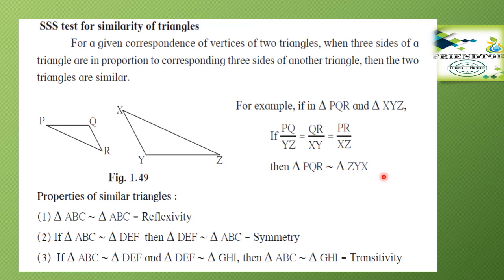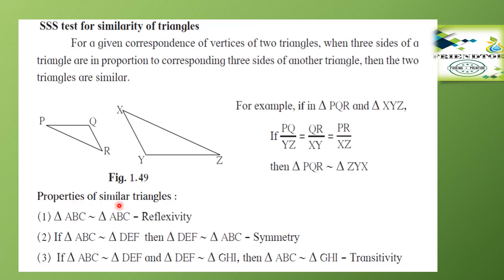So when you write the similarity, we have to be very careful about the order of the vertices. Here P is corresponding to Z, Q is corresponding to Y, and R is corresponding to X. So according to the ratios and the angles, we have to carefully write the vertices, because when we write this similarity, it means P corresponds to Z, Q corresponds to Y, and R corresponds to X. A triangle's name you can write in any order of vertices, but when you write similarity, the order matters because correspondence comes with the order of the vertices.